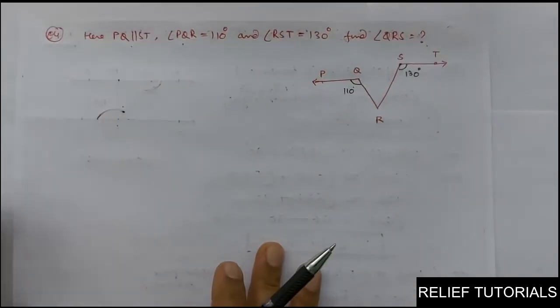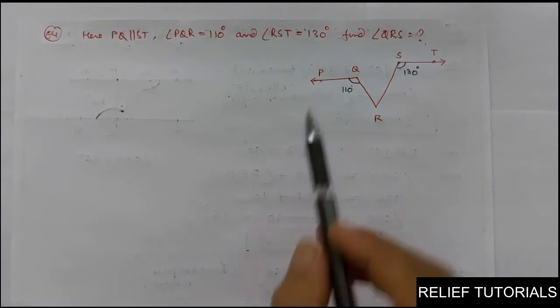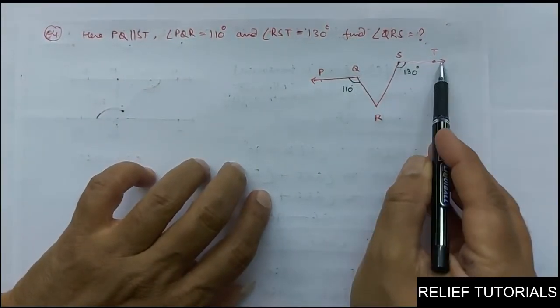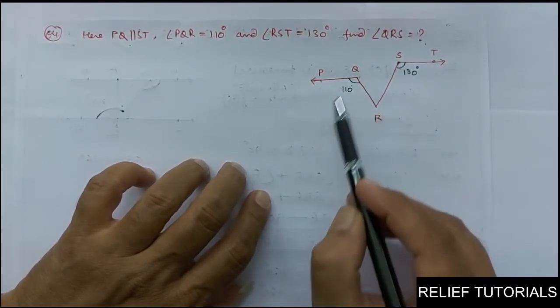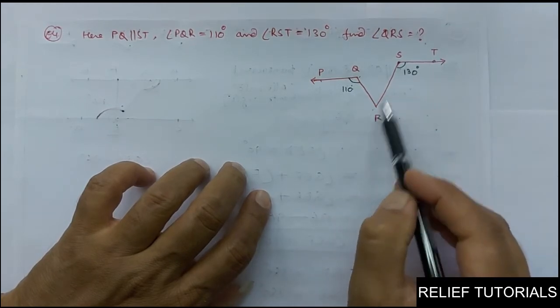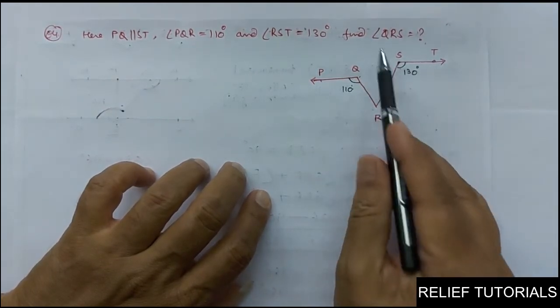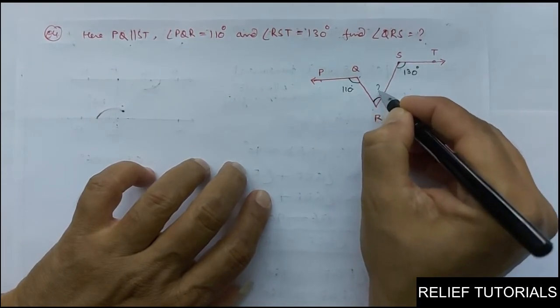Now question number 4. See what is given here. PQ is parallel to ST. These two lines are parallel. And angle PQR is 110. This angle is 110. And angle RST is 130. You have to find QRS. This angle you have to find, this is the question mark.